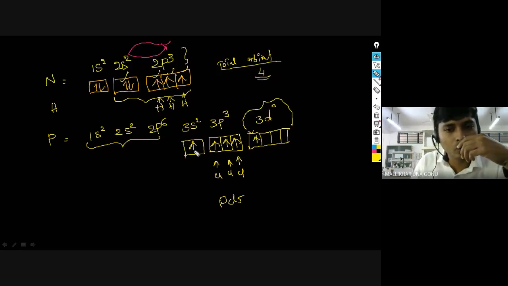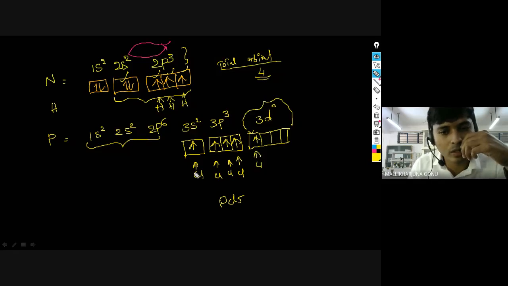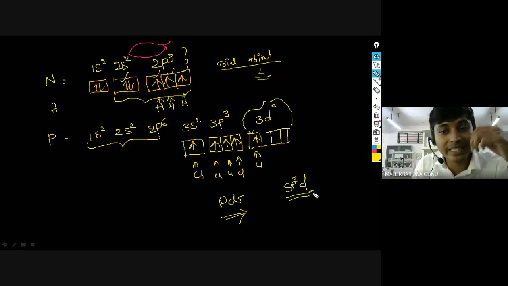Total how many have there become now? 1, 2, 3, 4, 5. Now what happens? In PCl5, chlorine comes here and shares with another chlorine. How many total chlorines? 1, 2, 3, 4, 5. So what is the hybridization of this one? Rohini, what is the hybridization of this compound? sp3d. Very good, sp3d hybridization.